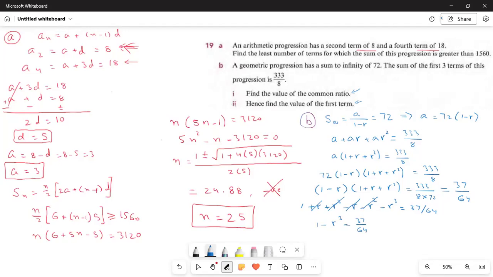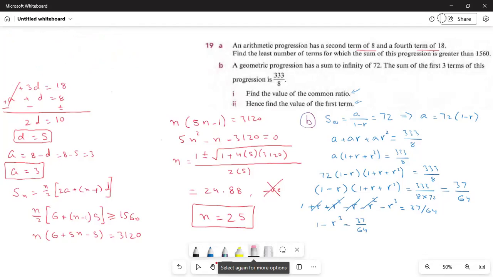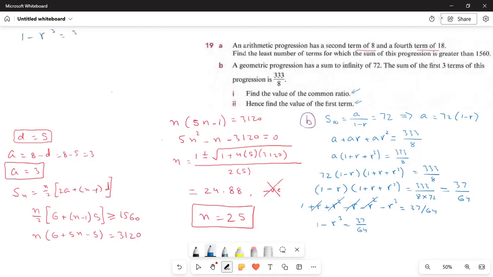Okay, let me make some room for us. This should be enough. Okay. So I have 1 minus r cubed equals 37 over 64. So you can see that 1 minus 37 over 64 is equal to r cubed.